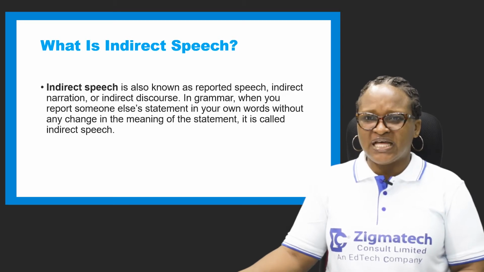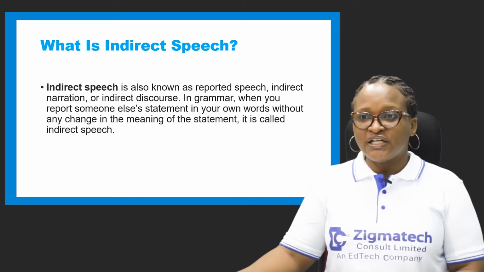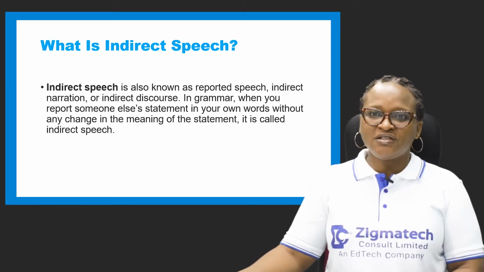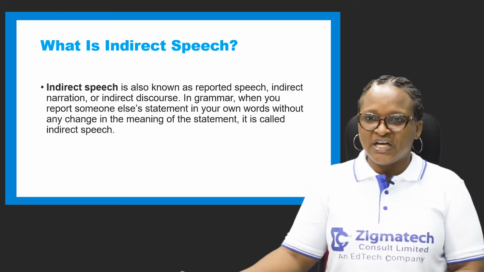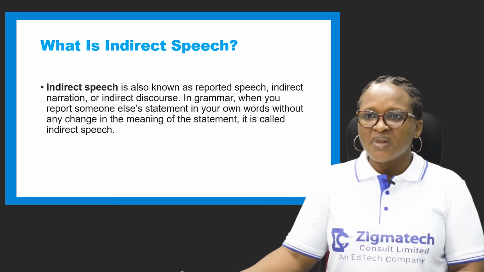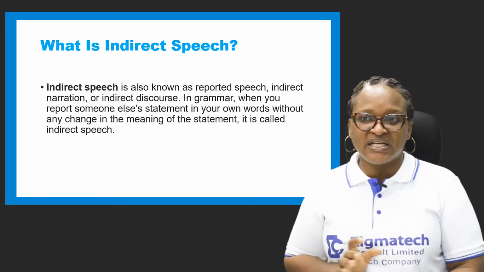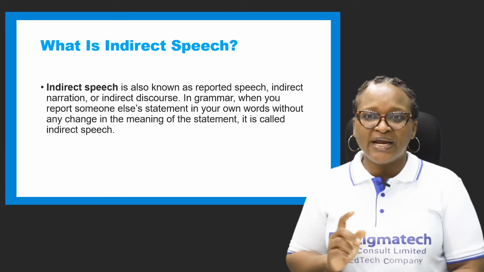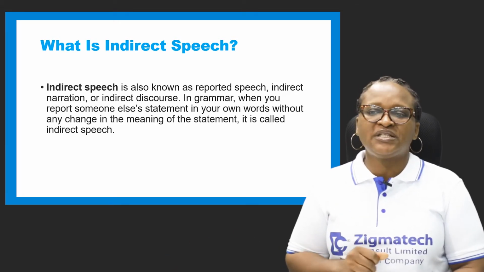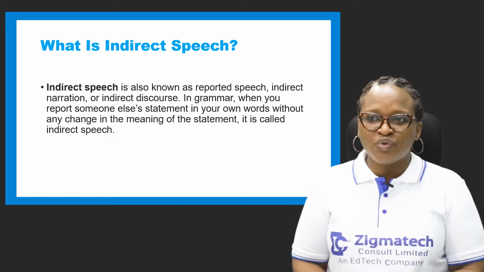Now, we have three words that can actually define indirect speech. We have reported speech, we have indirect narration, and we have indirect discourse. Now, in grammar, when you report someone else's statement in your own words without any change in the meaning of the statement, it is called indirect speech.